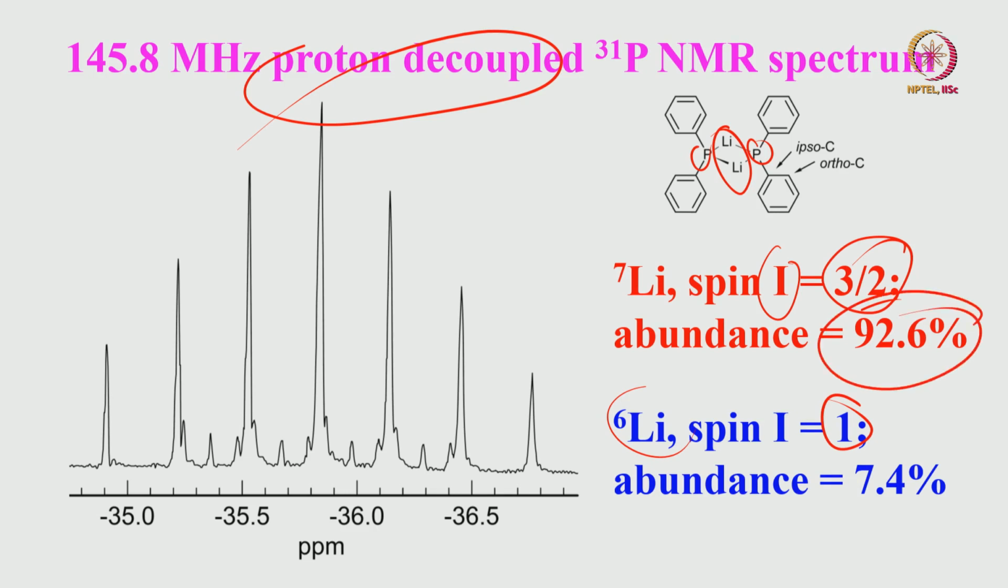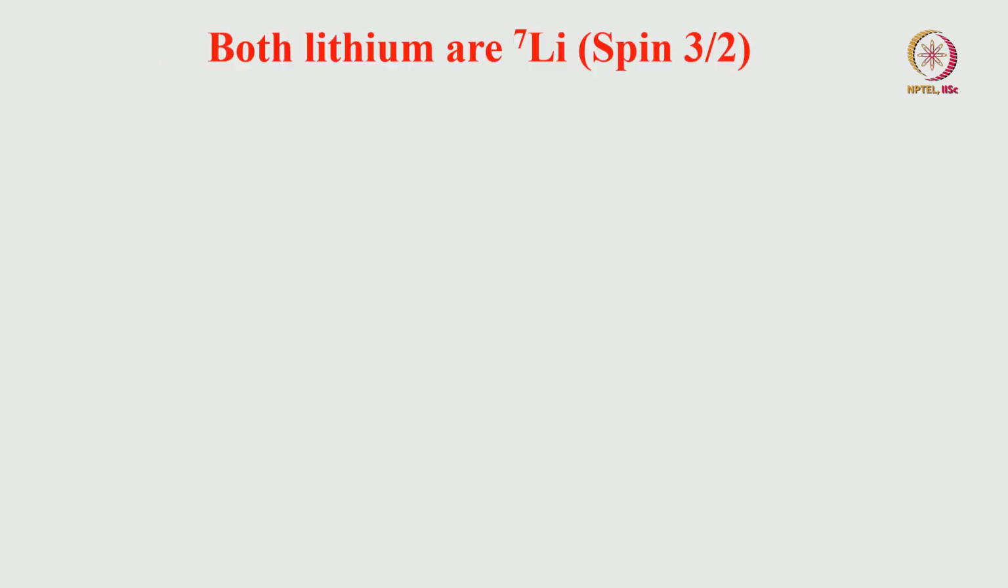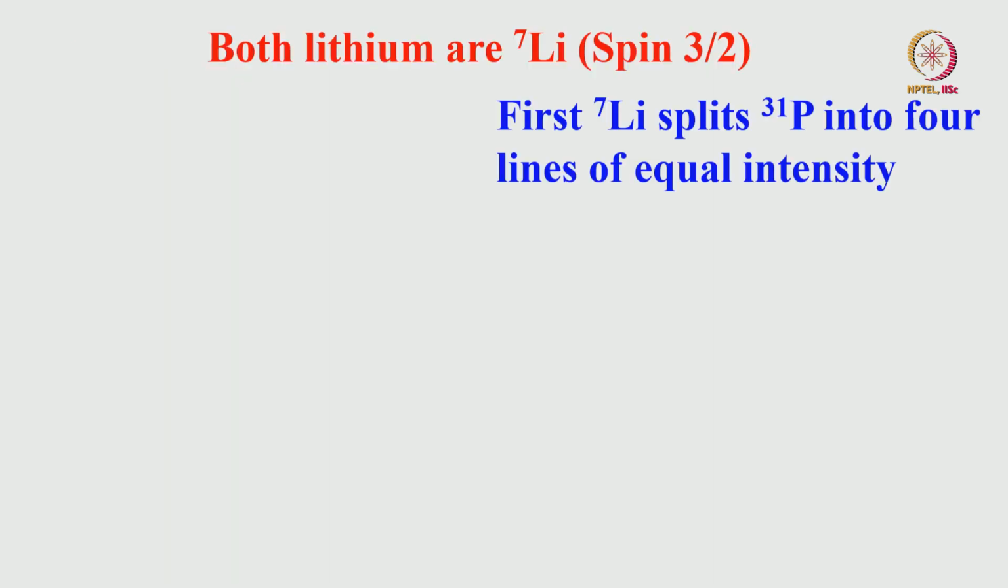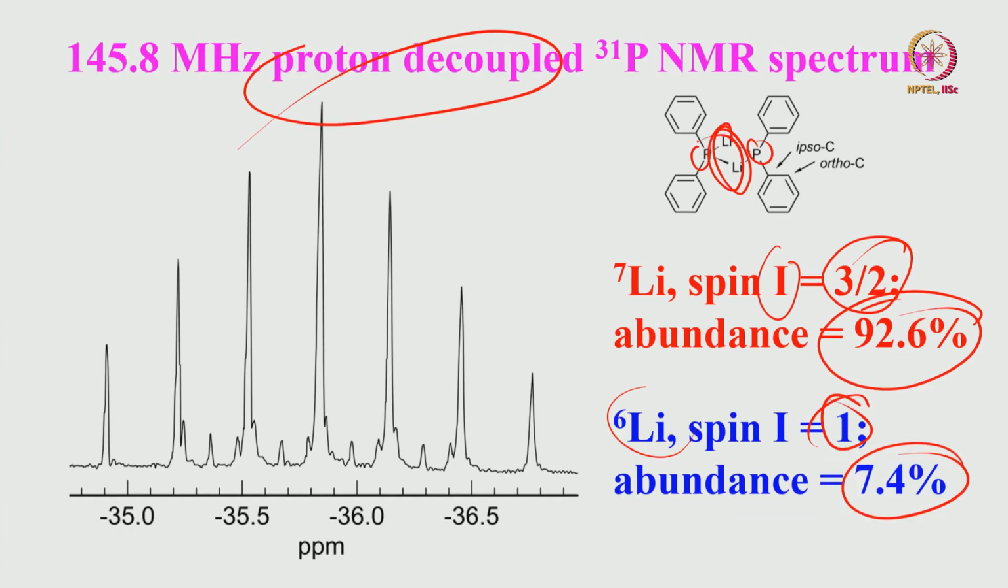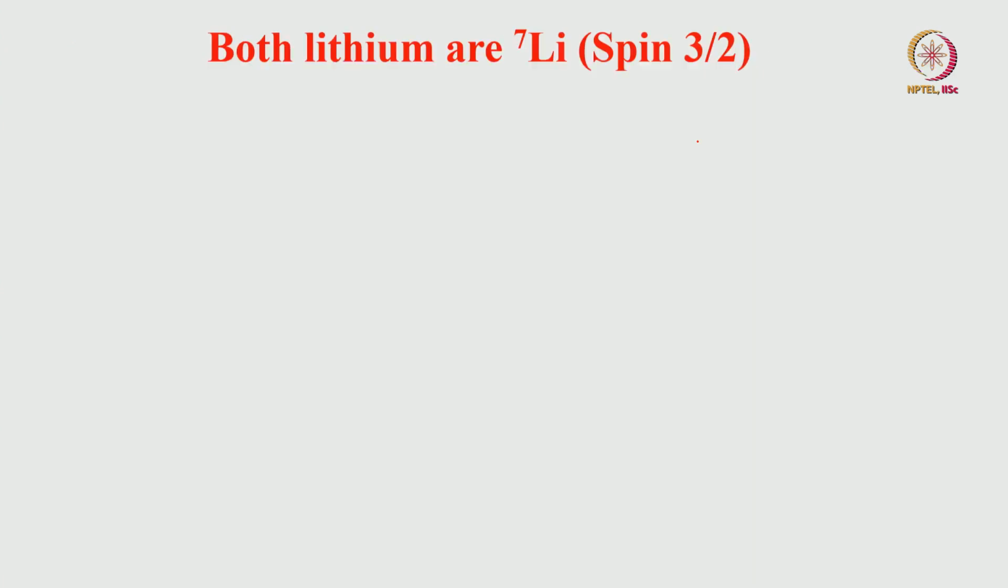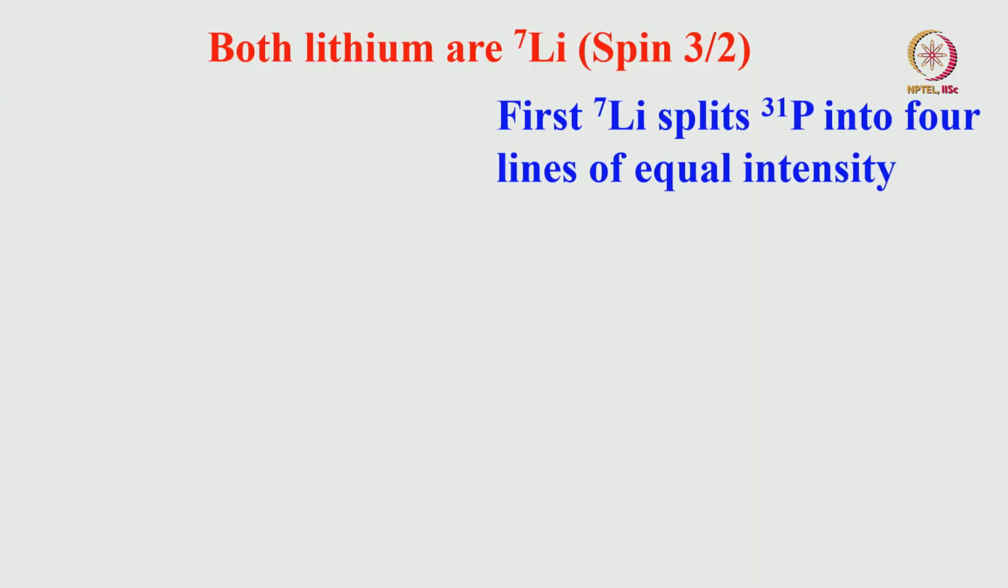Lithium 6 abundance is 7.4%, it appears like a satellite. One appears like an abundant spin coupling, the other appears like a satellite peak. Which is which? We have to understand. We will see this, and there are 2 possibilities you can think of. One possibility is both the lithiums could be 7.